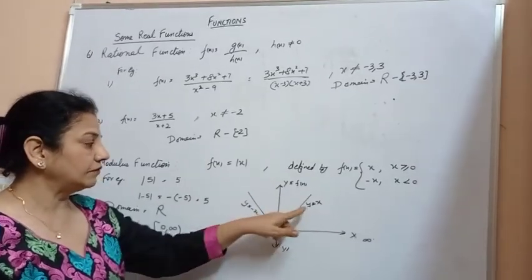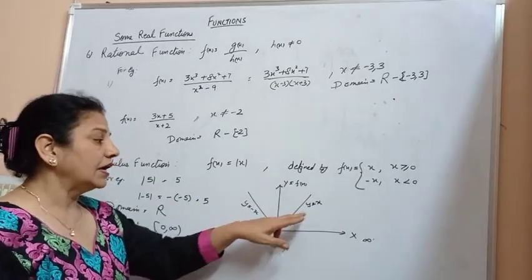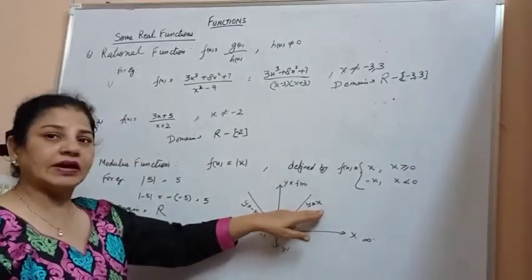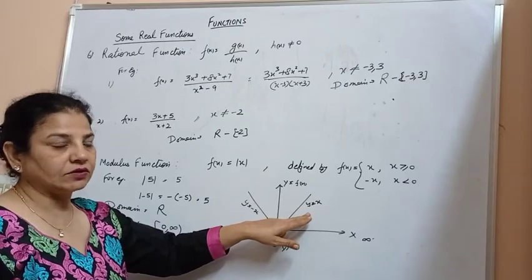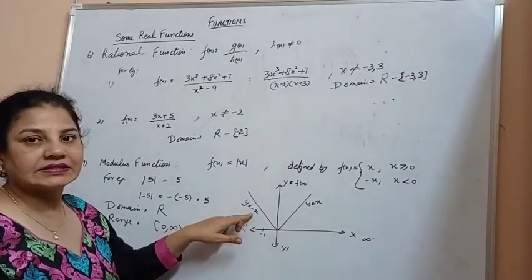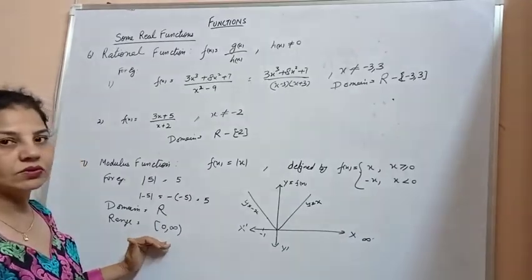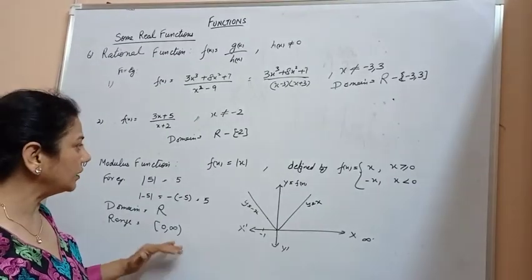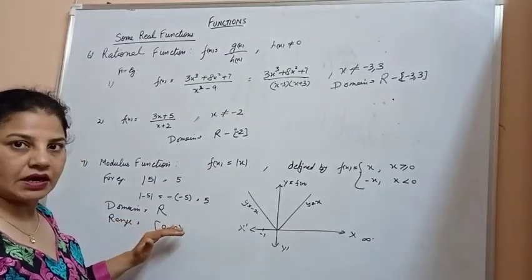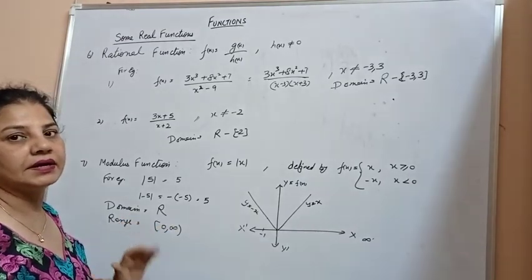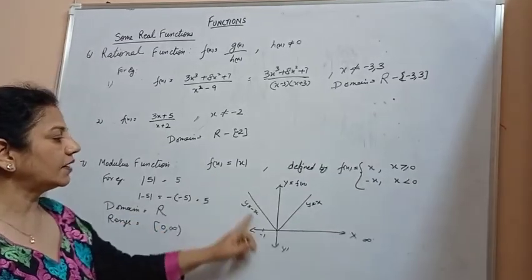Every time you give a value of x, you get a positive value of y. If you give a negative value of x, again you will get positive y. So we get the range as 0 to infinity. In the modulus function, the domain is the real numbers and the range is 0 to infinity, and the graph is in the shape of a V.